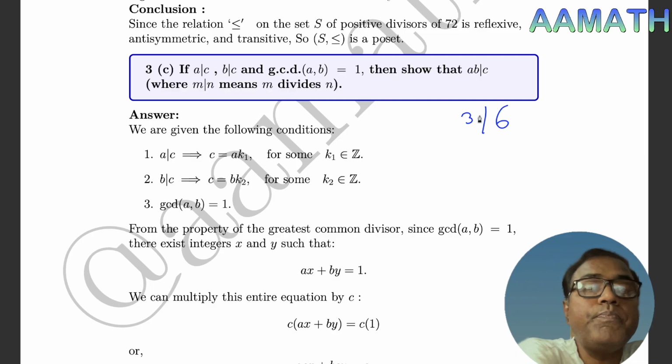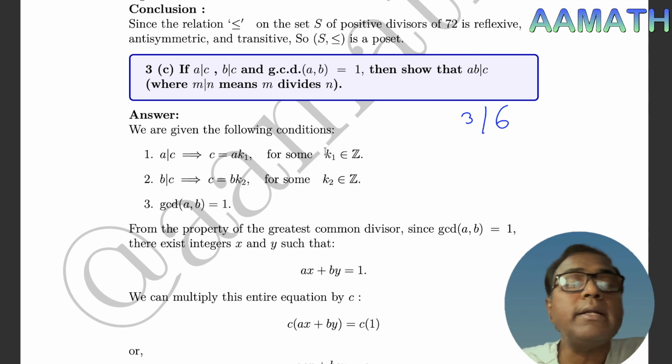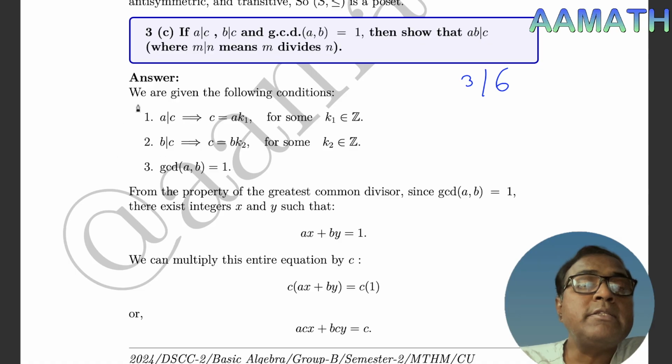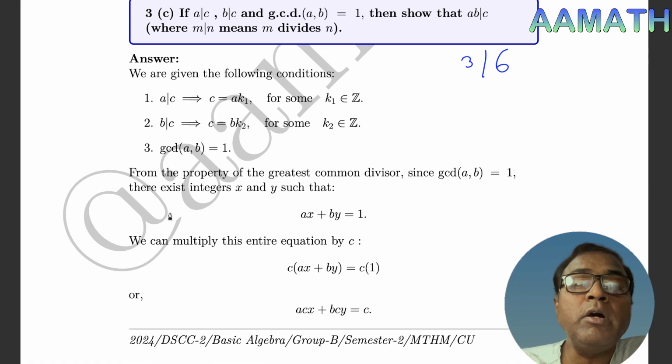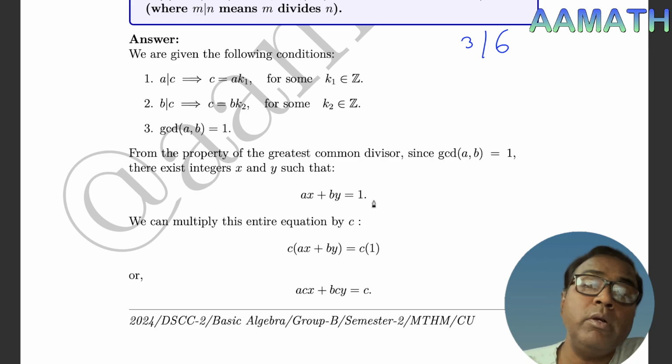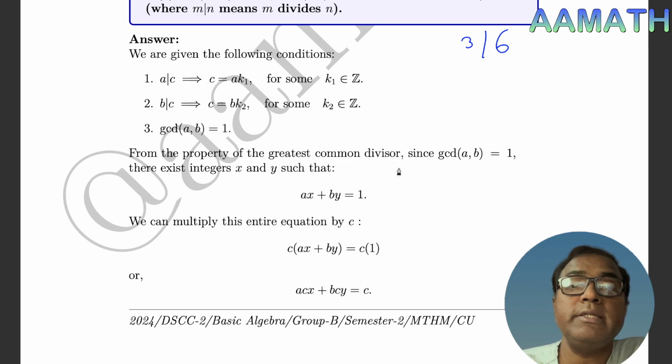Now, it is given that A divides C, this means C equal to A K1 for some integer K1 belonging to Z. B divides C means C equal to B K2 for some integer K2, and GCD of A, B equal to 1. These three conditions are given. From the property of the greatest common divisor, since GCD of A, B equal to 1, there exist integers x and y such that ax plus by equal to 1. This is the property of GCD.